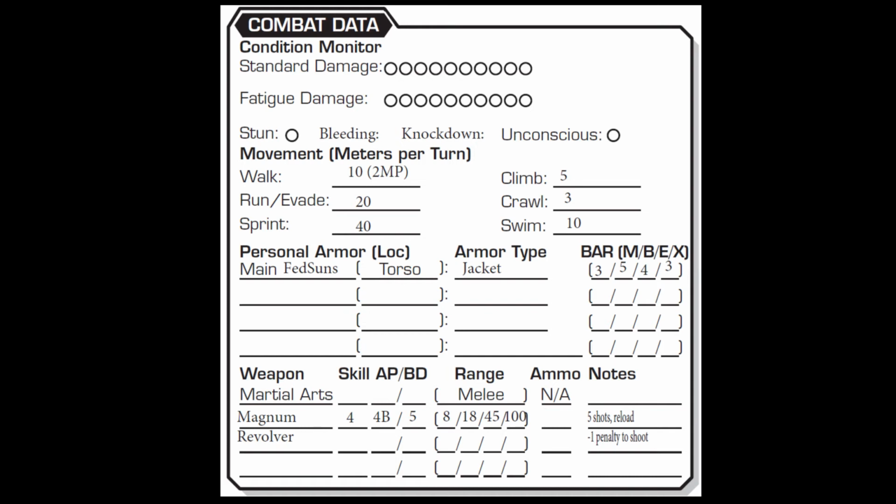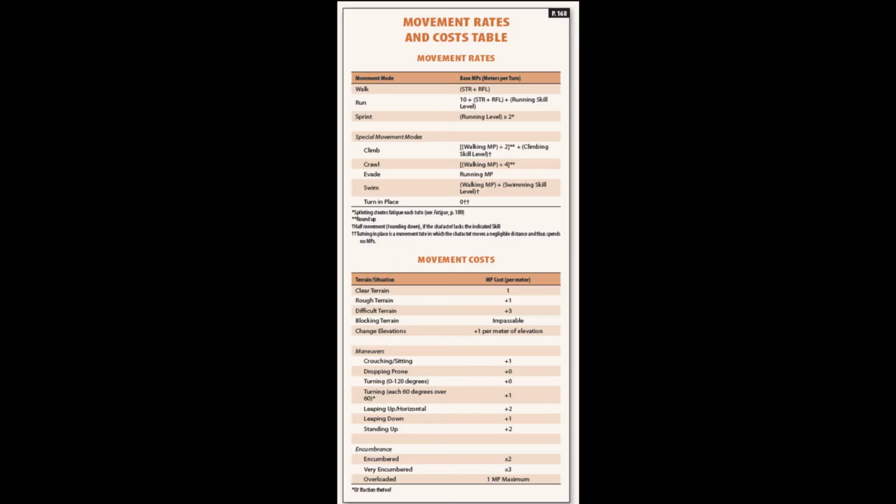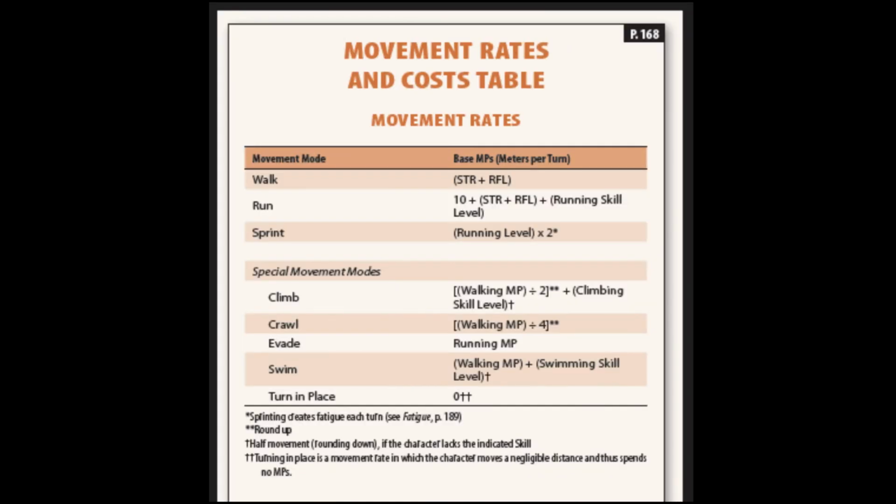We have 6 types of movement: walk, run/evade, sprint, climb, crawl, and swim. The movement cost table determines our movement rates in meters based on our strength and reflex scores. Here we see the table, and here is the movement rates section of it. We see that the walking rate is strength plus reflex, running is 10 plus strength plus reflex plus running skill level, and so on. I will use this information to fill in my movement rates.